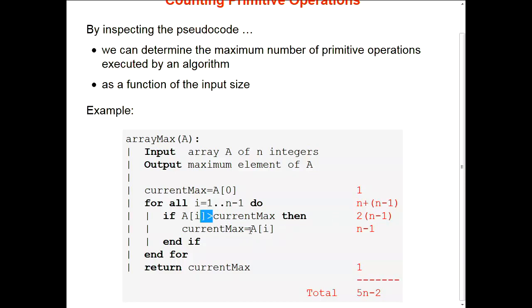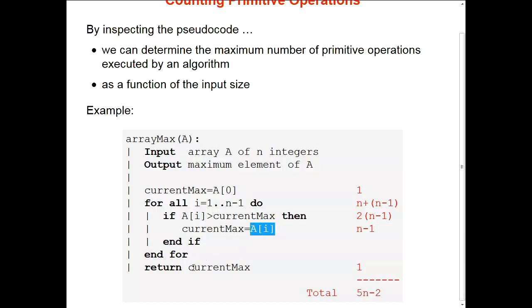And lastly, here we have only that indexing into the array, which is one operation. In the worst case, we have to do that n minus 1 times. In the best case, we don't have to do that at all. In the best case, we never enter into this condition. But we wanted to count the maximum number of primitive operations, and that means that in the worst case, our array is sorted, and every time we have to enter that condition. So that's what one typically does, counting these primitive operations. Always assume the worst case and just count what could happen.